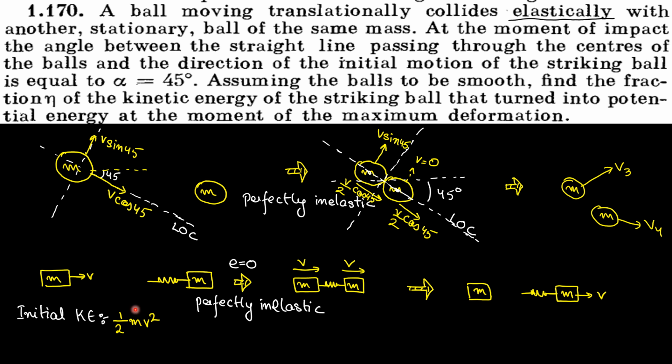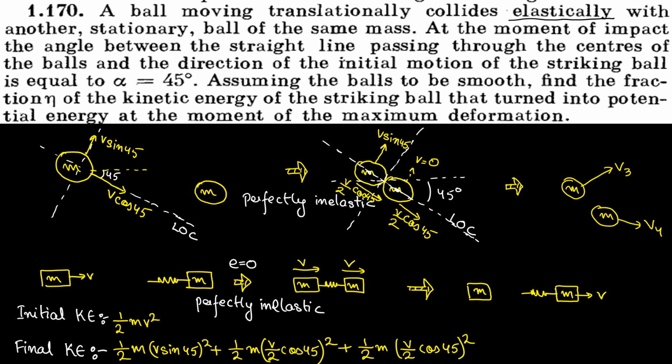See, initial kinetic energy was half mv square plus 0. Final kinetic energy is equal to how much? For this body, it is half mv sin 45 square plus half m v by 2 cos 45 whole square. And for this body, it is nothing but half m v by 2 cos 45 whole square. So if I take half m common out here, I'd get this value, isn't it?